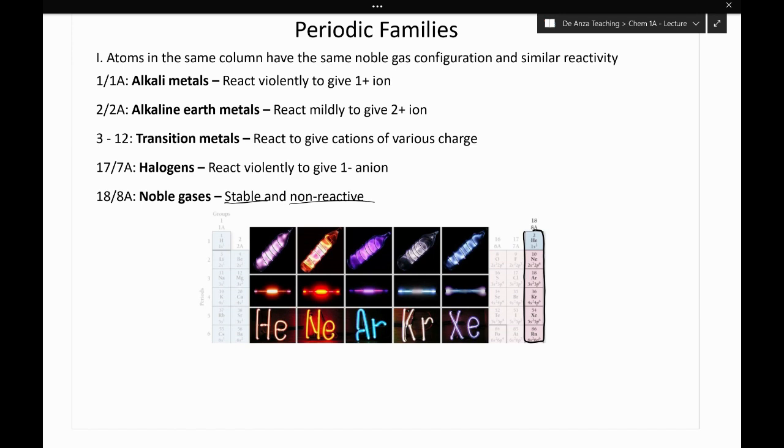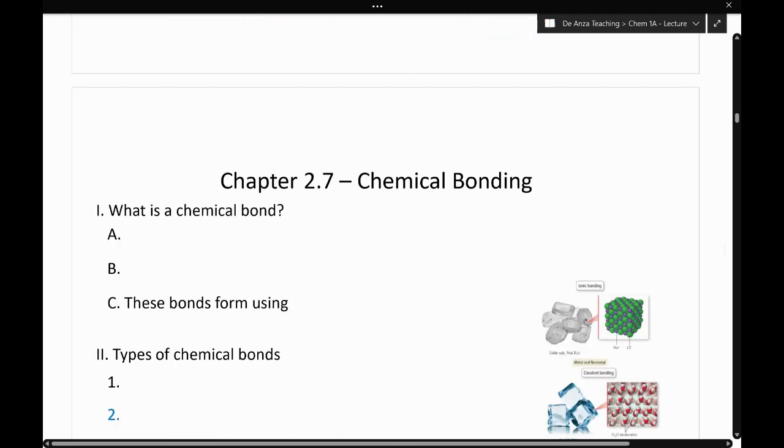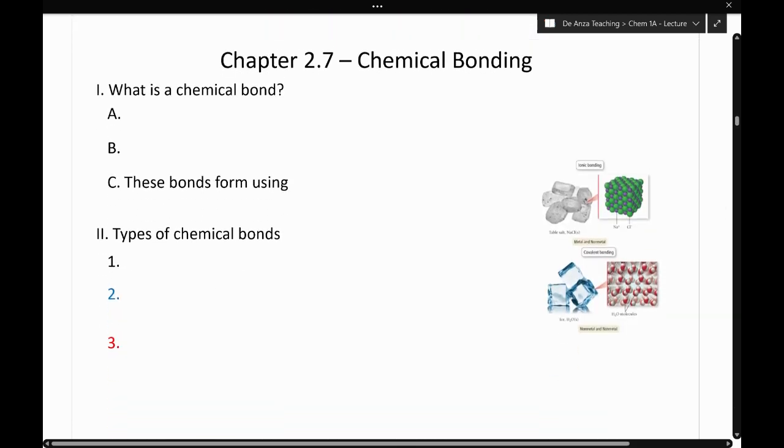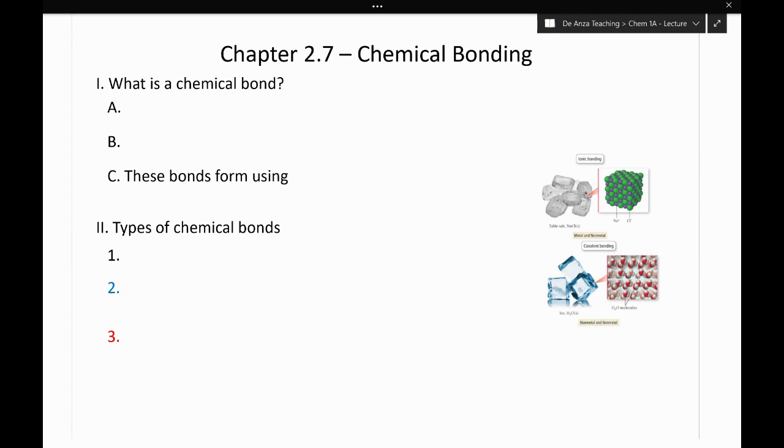Okay, and so all of this discussion of reactivity and stability brings us into the topic of chemical bonding, which is section 2.7 in your textbook, where chemical bonds are this thing that exists between these reactive elements. And when we form this chemical bond, we move to a more stable state. And so the first thing we want to ask ourselves is, what is a chemical bond?